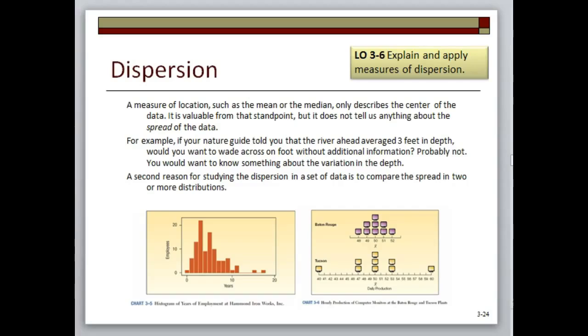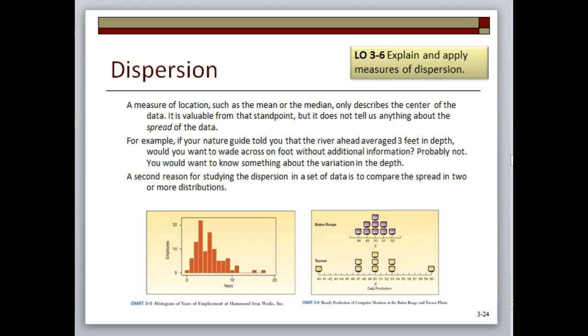Is the maximum depth of the river 3 1/4 feet and the minimum 2 3/4 feet? If that is the case, you would probably agree to cross. What if you learned the river depth ranged from 1/2 foot to 5 1/2 feet? Your decision would probably be not to cross. Before making a decision about crossing the river, you want information on both the typical depth and the dispersion in the depth of the river.